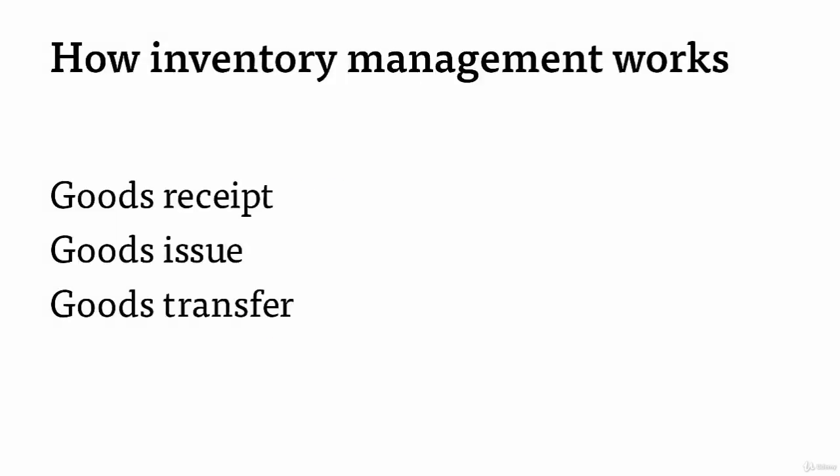Alright, here we're going to learn about inventory management. Inventory management activities can be divided into three categories. There's goods receipt, goods issue and goods transfer. So goods receipt first then.